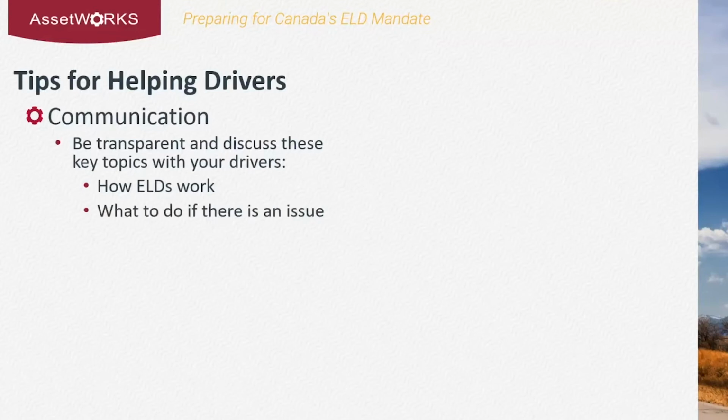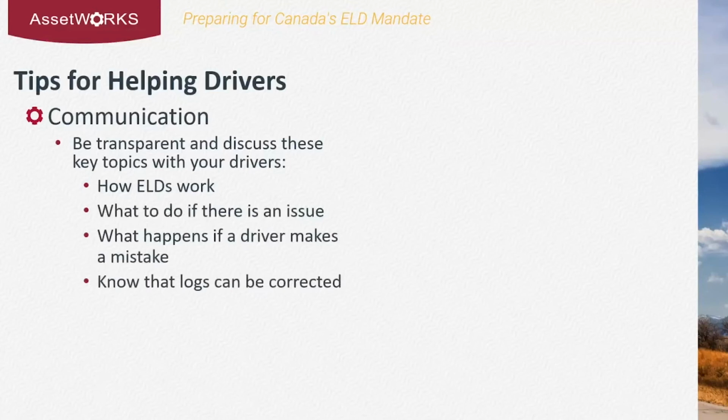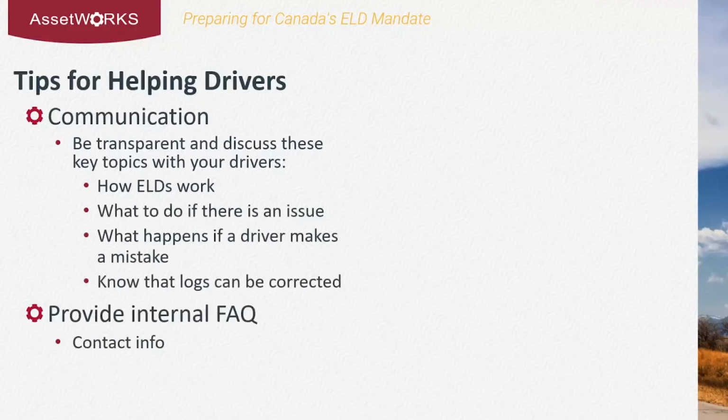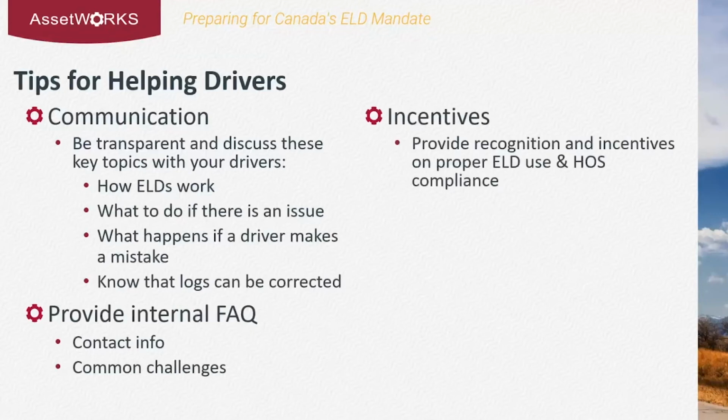Make sure they know what to do with this issue, and that if they make a mistake, that's not a big deal. Logs can be corrected. It's not the end of the world. There's the ability to correct things and fix them, and provide an internal FAQ to them so that they know the contact info. Who do they need to go to? What are the escalation procedures? What are some of the common challenges they may run into, and how to overcome these? And even simple things like incentives: at your Friday safety meeting, provide recognition, right? Hey, here's a Tim's card to the top five guys that are adopting the technology. Those are just some simple things.